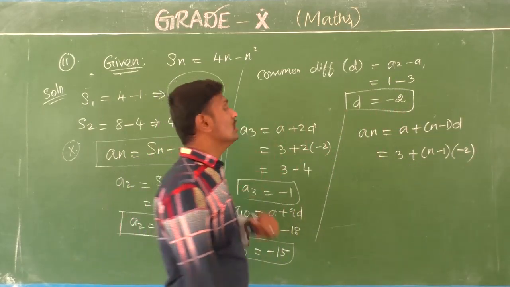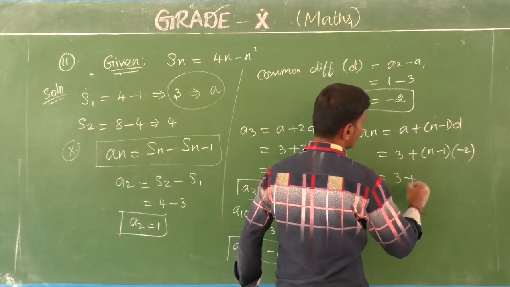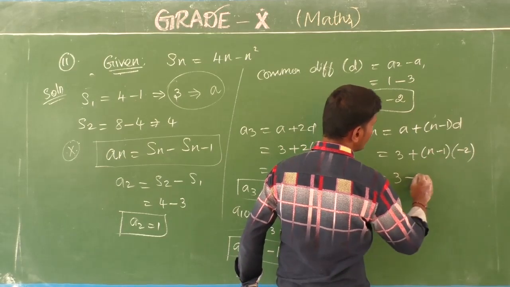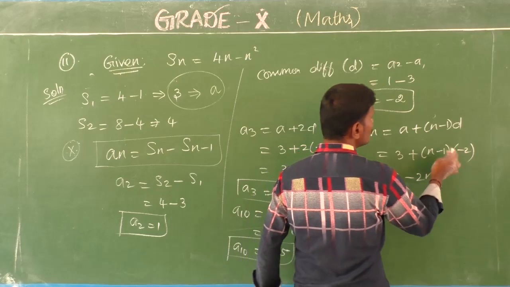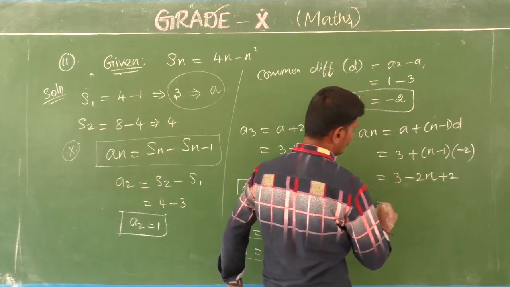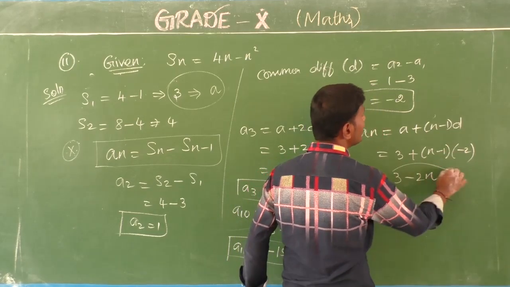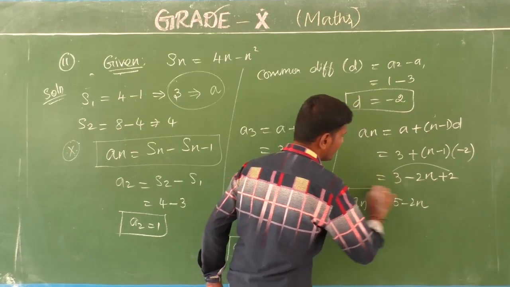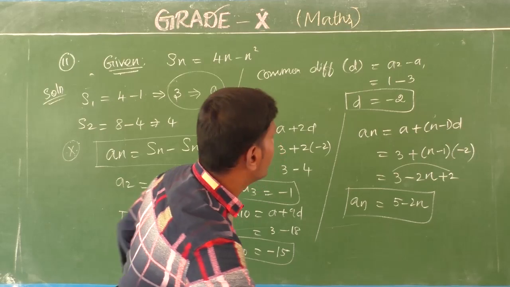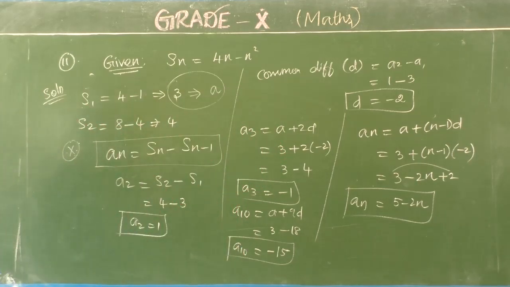Now multiply to get 1, 3. Then plus into minus 2 into n to n. Then minus into minus plus 1, 2s are 2. Now the simplification: 3 plus 2 is 5, minus 2n. So this is your input term. Have you got it, children, from this question?